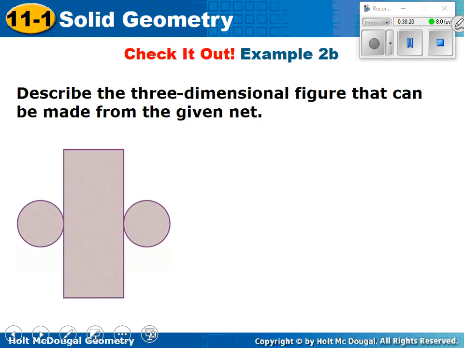Which is what solid? A cylinder. Okay? Notice the big long rectangle. That rectangle is going to tell us it's in the prism or cylinder family, but when we fold it up, it's the two circles that are parallel bases. So this is a cylinder.